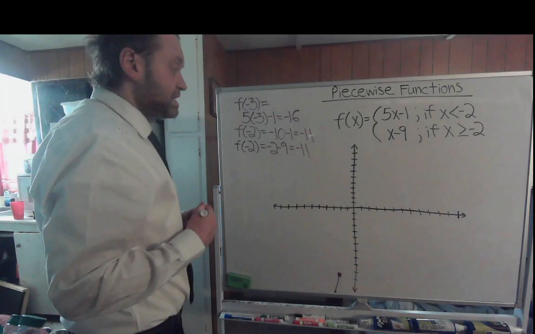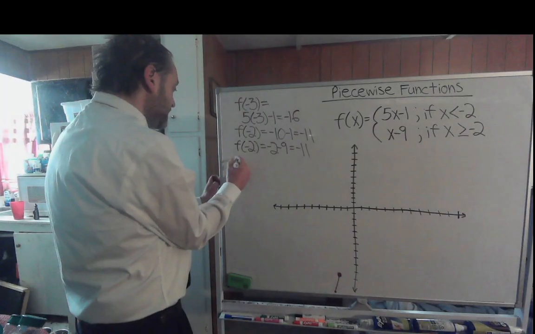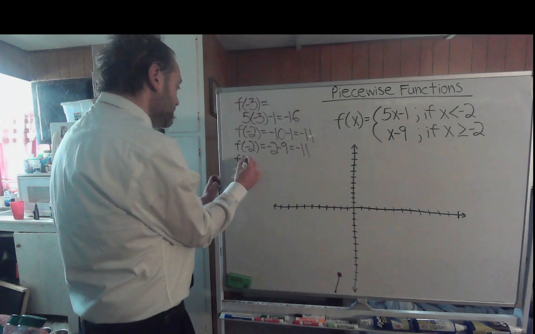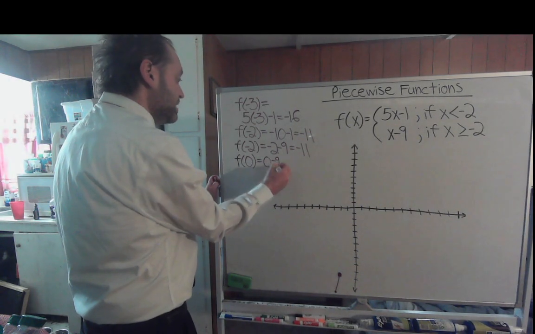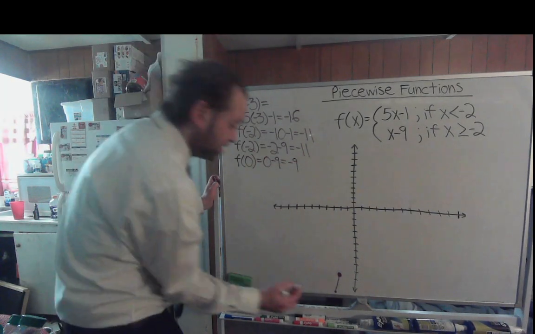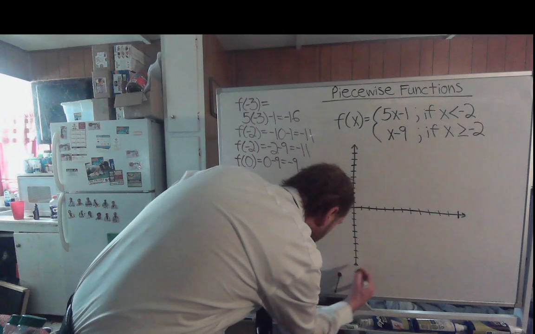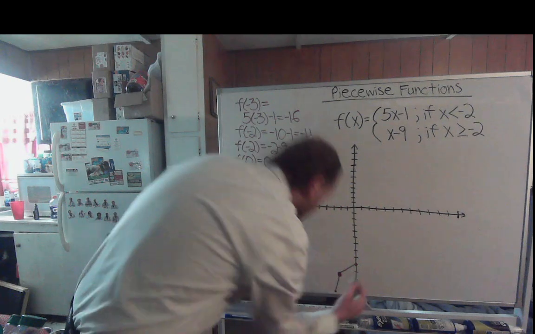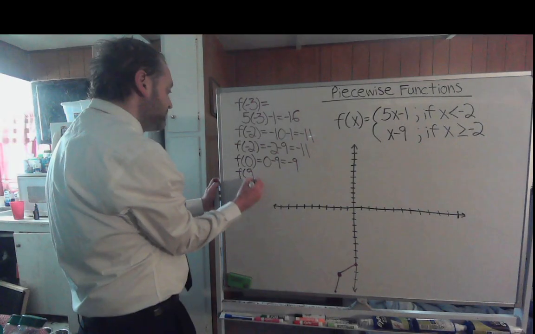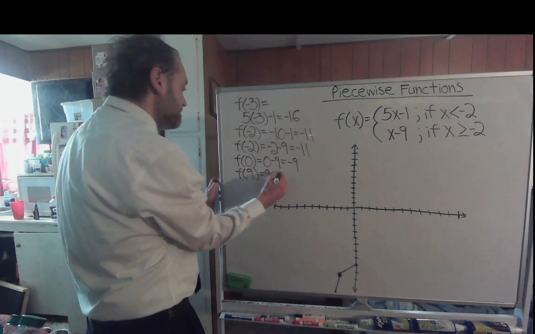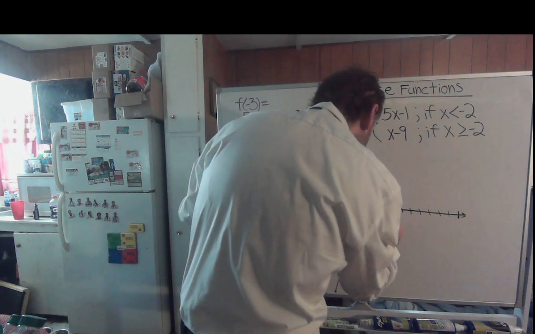Now let's plot, why don't we do f of 0? f of 0 would give us 0 minus 9, which would give us negative 9. So at 0, we're going to be at negative 9. Let's go ahead and start drawing the line there. And then why don't we do f of 9? f of 9 would give you 9 minus 9, which would be 0. So you'd also get the point 9, 0.